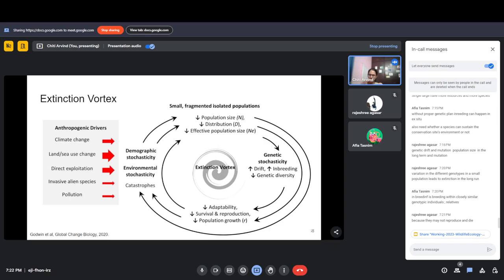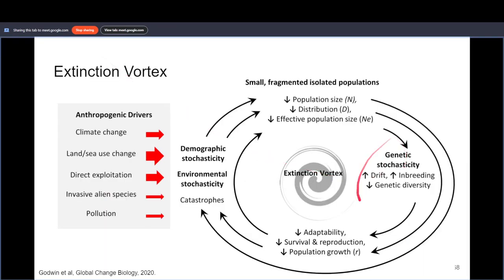And when these start, if they are reproductively viable, they start breeding, they start inbreeding, and that results in loss of genetic diversity, because inbreeding can lead to accumulation of deleterious genes, which will ultimately lead to loss of the entire species, right? So you have increase in drift, increase in inbreeding, and decrease in genetic diversity.